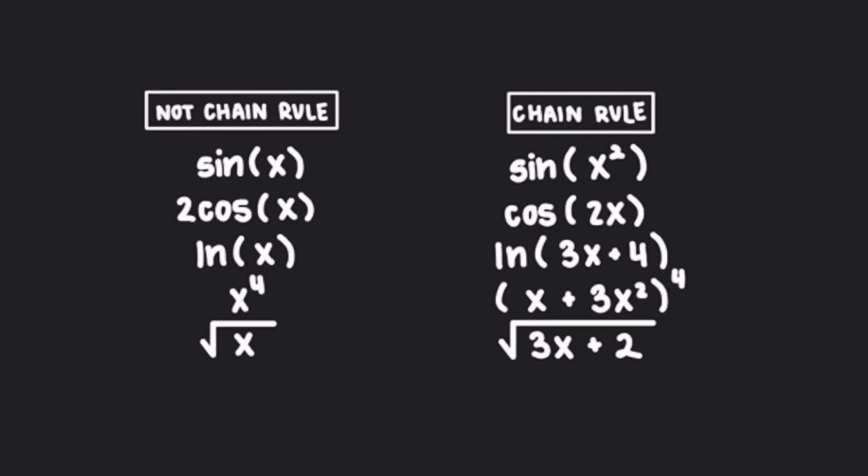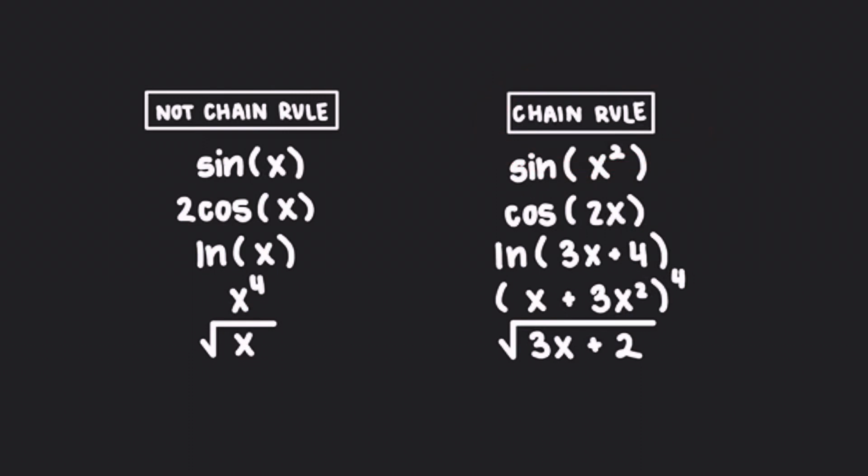Okay, so when do you use the chain rule? Notice here how in all of these parentheses, it's just x in it. Only the x is being raised to the fourth power, only x is being square rooted. You're going to have to use the chain rule when there is something else besides just x within these parentheses. So if there's x squared, if it's 2x, if it's 3x plus 4, anything besides just x, you're going to have to use the chain rule.